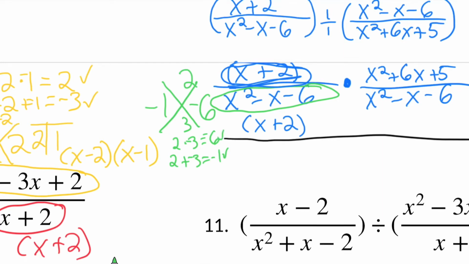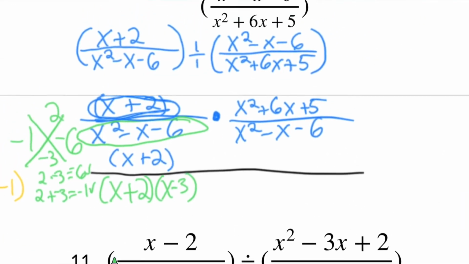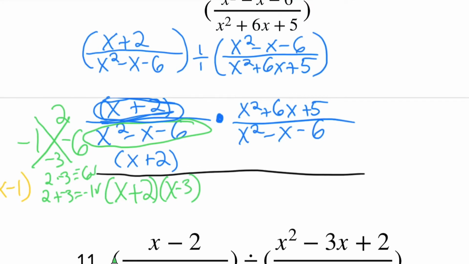That's what we want. So our magic numbers come into our set of parentheses. X plus 2 times x minus 3. And there is our green. Doing the same thing with our other fraction.